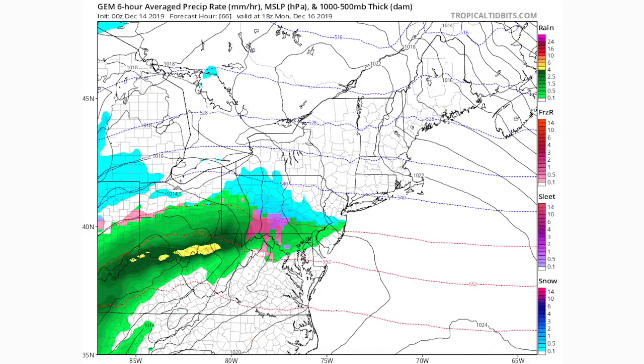Alright, and this is by Monday, maybe afternoon time, and we see that rain-snow line once again making a big tick north. We see a lot of those pinks and purples showing up, and that's again that mixed mess that I was talking about in the beginning of the video.